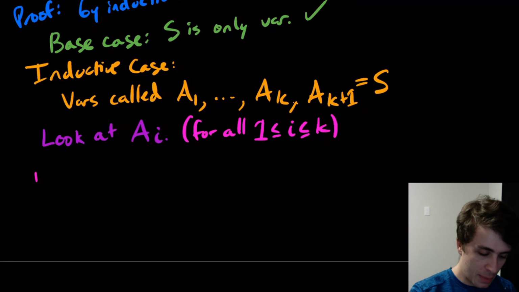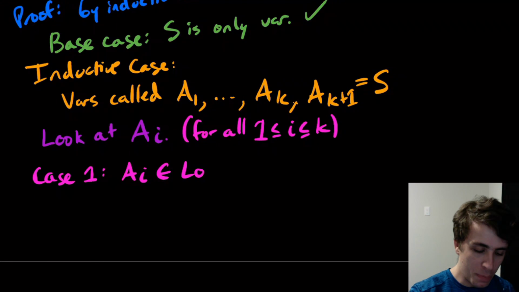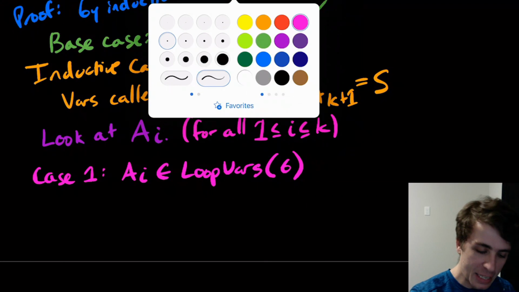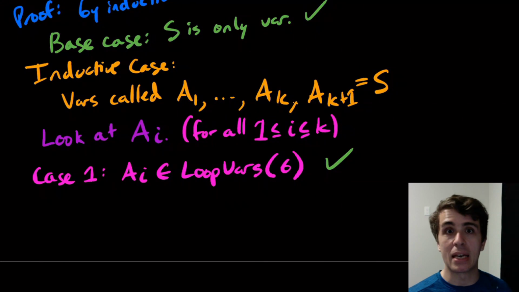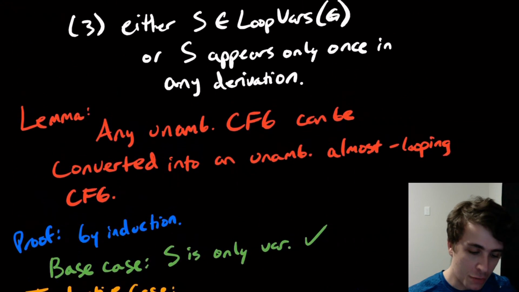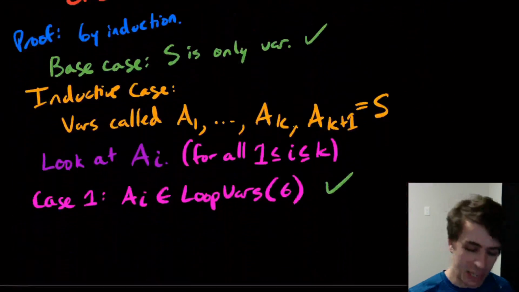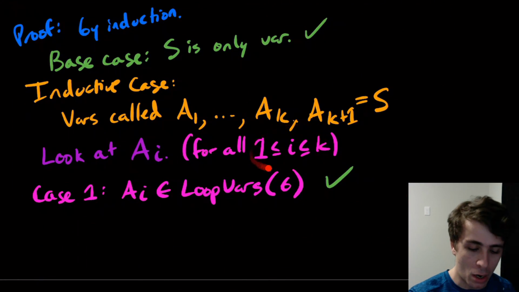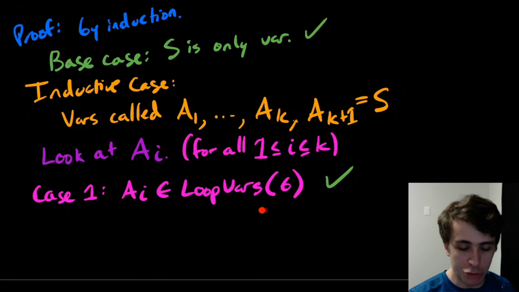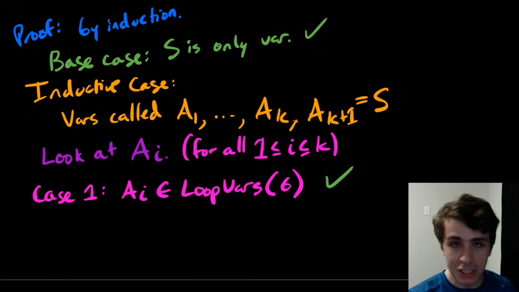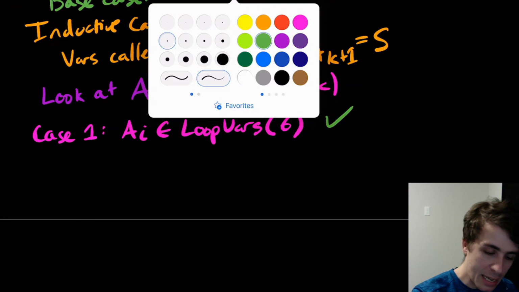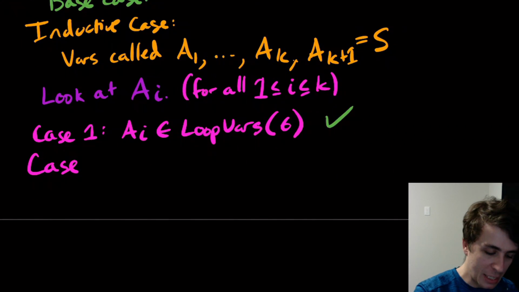So case 1, so to speak, is that AI is in the loop variables of G. Well then, in this case, we are already done because we require that every single variable other than S be in the loop variable set. And I'm looping over the ones that are not S. So this one better be in the loop variables. So if it is, great, we're already done. But the other case is when it's not there. So case 2.